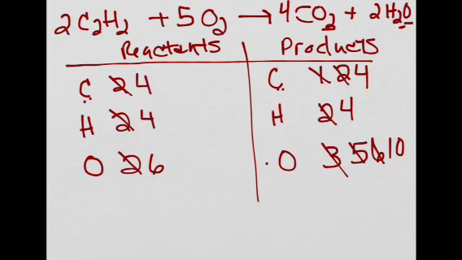And now let's check. I have 4 carbons on my reactant side. I have 4 carbons on my product side. I have 2 times 2 hydrogens, so that's 4 hydrogens there, and I have 4 hydrogens there. I have 10 oxygens here, and I have 4 times 2, that's 8, and 2 times 1 is 2, that's 10 oxygens. 4, 4, 4, 4, 10, 10. So we are balanced.